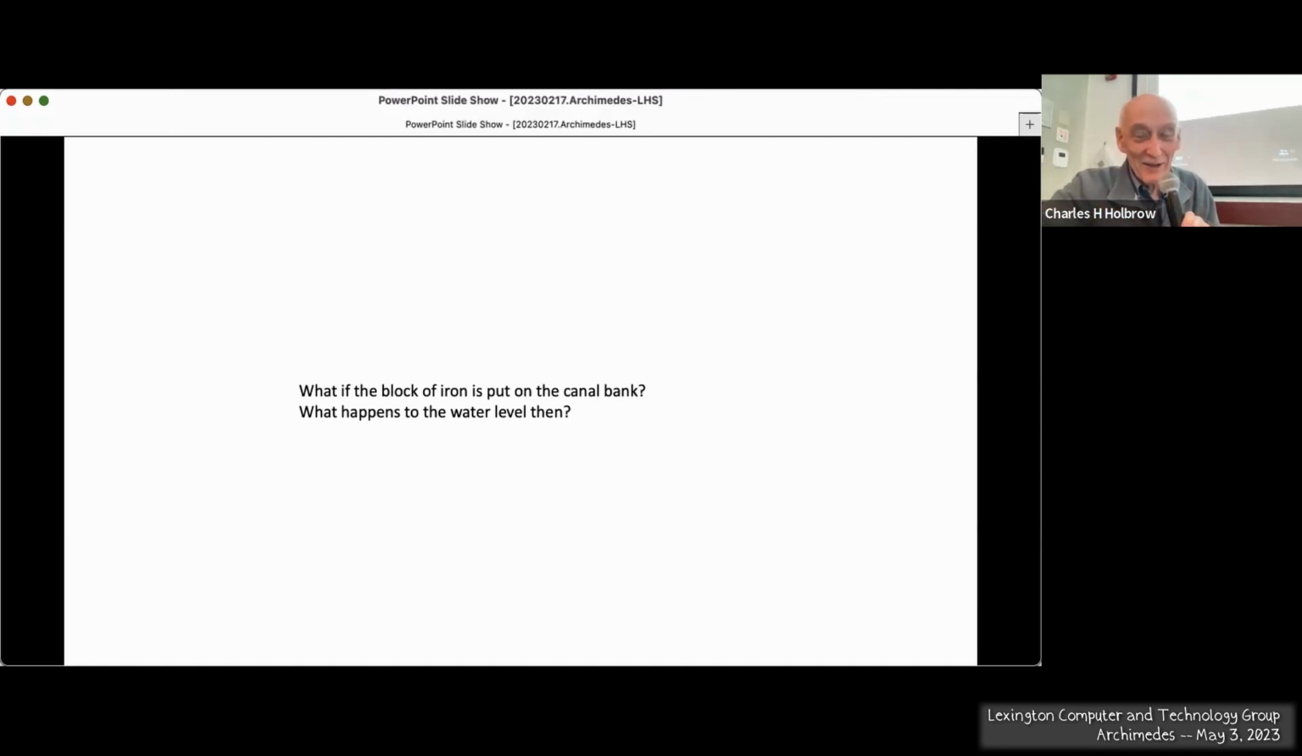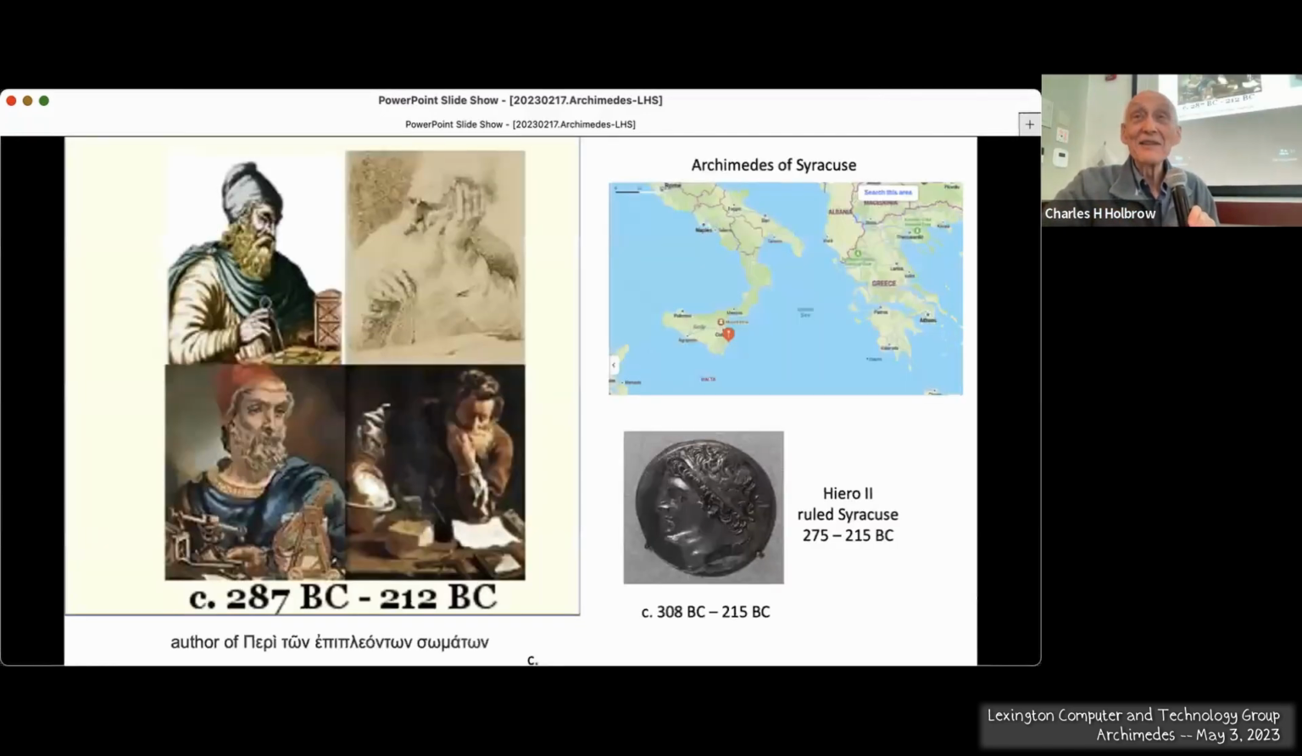All right, so anyway, that's enough of the Gedanken experiment. I think what we want to do here is talk about Archimedes himself a little bit. It's quite interesting that there's a lot of portraiture of Archimedes, considering that nobody has any idea what he looked like. Those are his dates there, 287 BC to 212 BC.